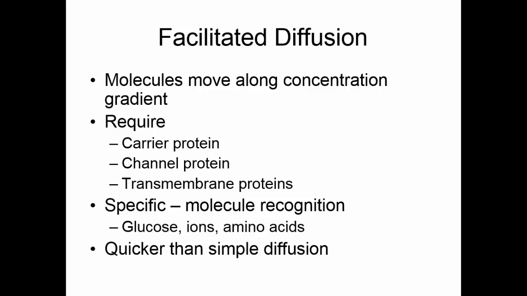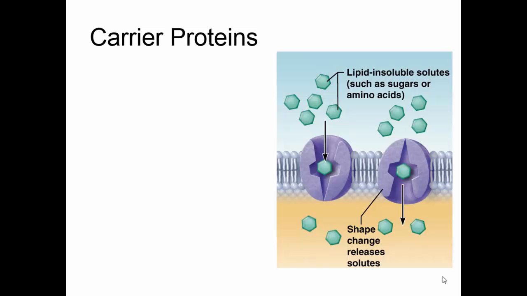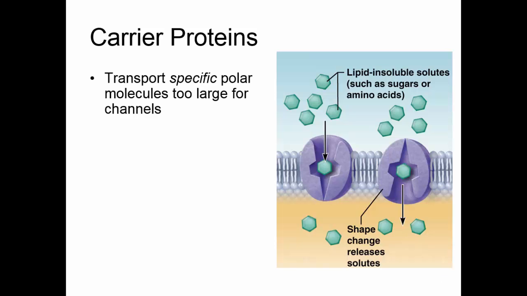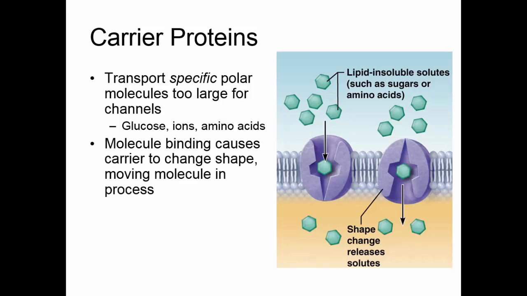Facilitated diffusion is also a little quicker than simple diffusion. These molecules have special doorways to get through, so they don't have to wait to move through the membrane. In the case of a carrier protein, we're going to be transporting specific polar molecules through the membrane that are too large for any of the channels. This is typically how we move glucose, ions, and amino acids.